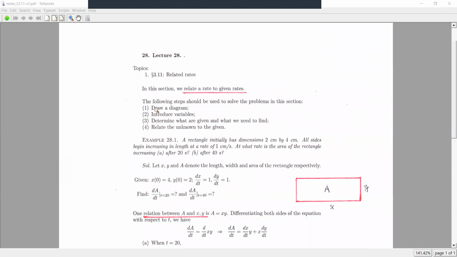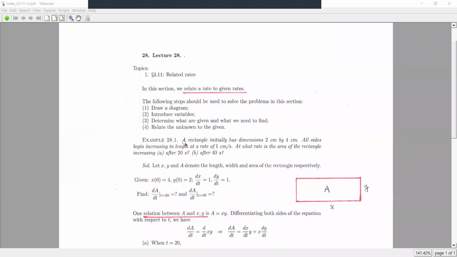Step 1, draw a diagram about the problem. Step 2, introduce variables. Step 3, determine what are given to us and what we need to find. Step 4, relate the unknown rate to the given rates. Now, I illustrate these 4 steps with some examples.